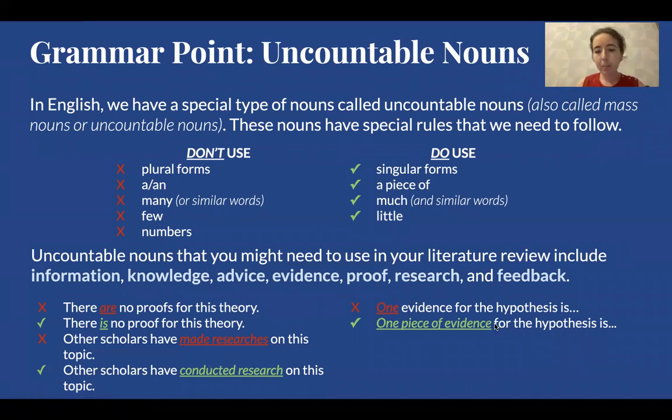And then a last example: One evidence for the hypothesis is something. So right, we can't use numbers with these types of words. Instead, we can use this handy phrase, a piece of. So one piece of evidence or one piece of proof, for example, for the hypothesis is.